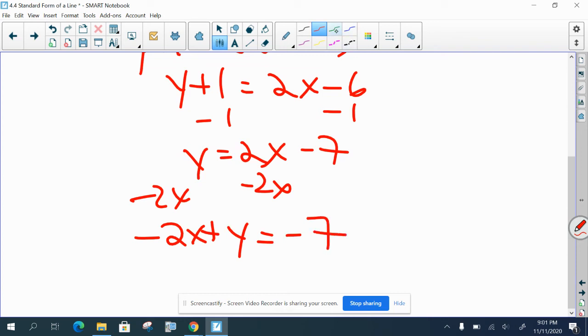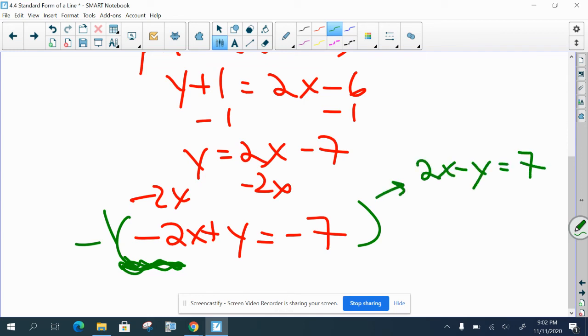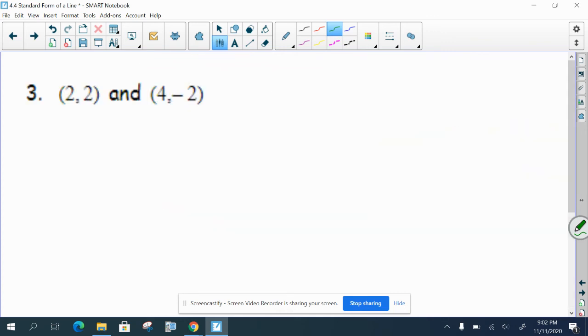Is this our final answer? No, because I see a negative here as our leading coefficient. So we're going to have to multiply everything by -1, which means just flip the signs. So it'll be 2x minus y equals +7. Okay, makes sense? Great.